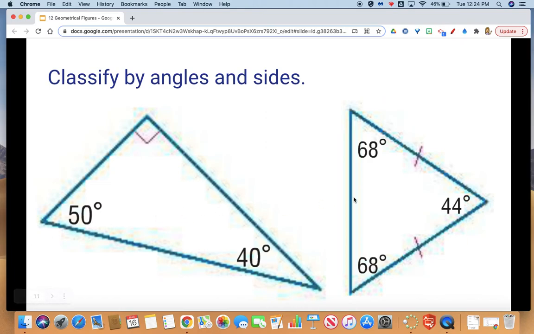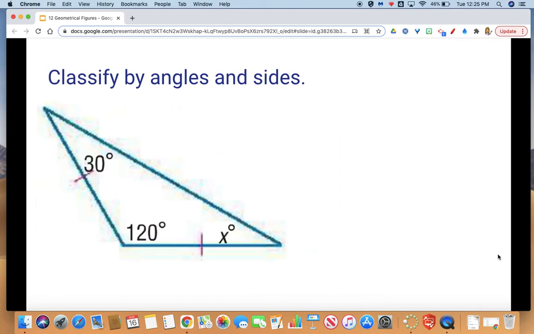What about this triangle? First, let's look at the angles. I don't see a 90 degree. I don't see anything above 90 degrees. So this is an acute. And then let's look at the side lengths. I have two that are the same. So an isosceles, we would call this an acute isosceles triangle. See how I'm using both terms, the angle classification and the side classification, kind of like a first name, last name. Let's look at this one.